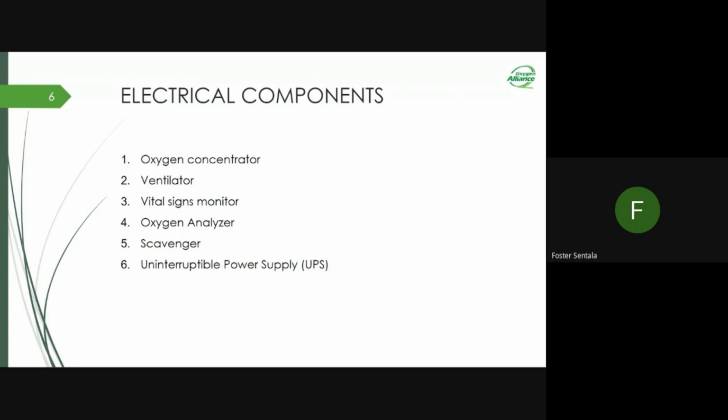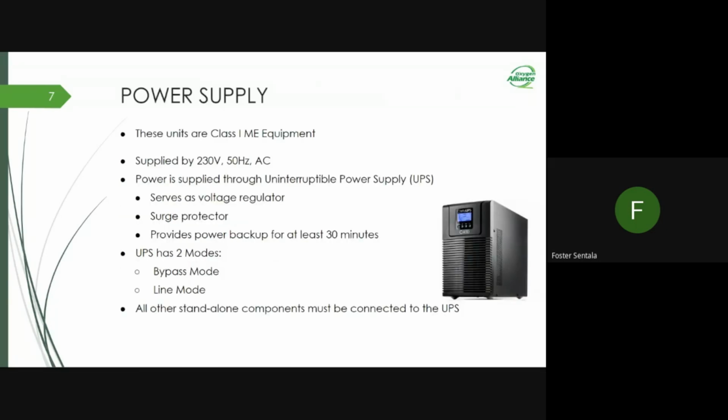We have, in this case, the scavenger. We also have an uninterruptible power supply unit known as the UPS. Not all of these parts are electrically driven. Some of them don't require electricity to operate, for example, the vaporizer. So I'll be taking you through the parts that usually need electricity to run. I have listed a number of supply systems, the systems that supply power to our machine. These machines belong to what is known as class 1 of medical electrical equipment.